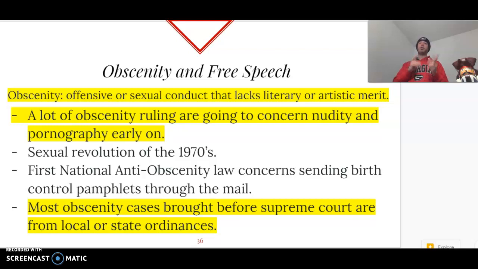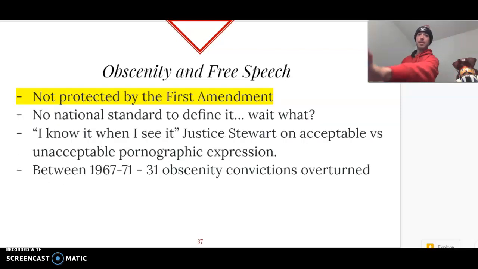All right, but what you do need to know is that most obscenity cases that are brought to the Supreme Court come from local or state ordinances. Think about our 10th Amendment, okay? Things that are not made by the national government get pushed out to the states. A lot of times the national government is not making rules about certain things, so the states make the rules. Those rules are still subject to the Supreme Court, all right?